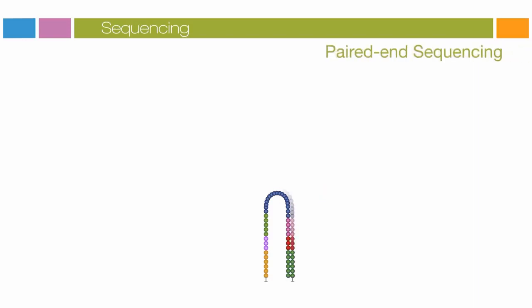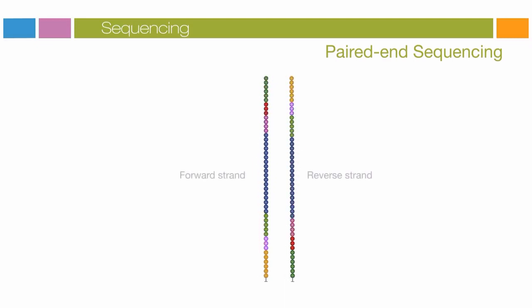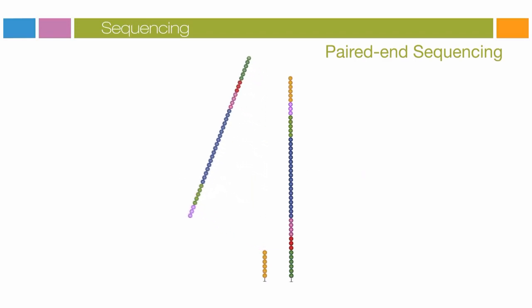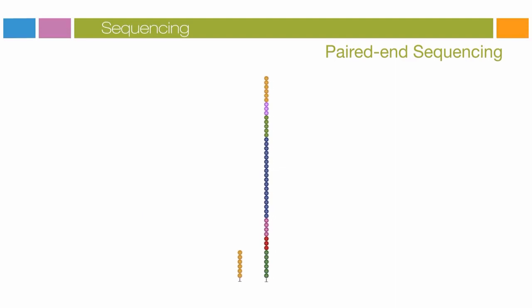Polymerases extend the second flow cell oligo, forming a double-stranded bridge. This double-stranded DNA is then linearized and the 3' ends blocked. The original forward strand is cleaved off and washed away, leaving the reverse strand.